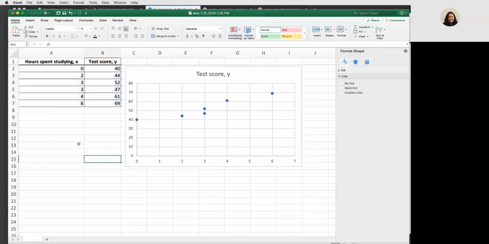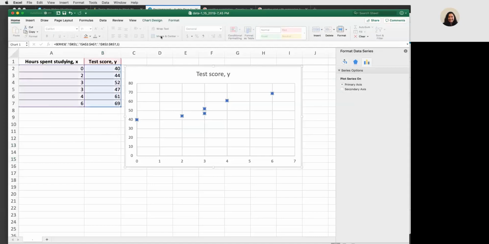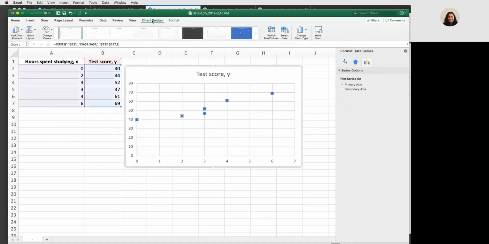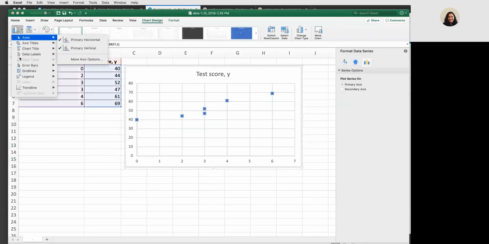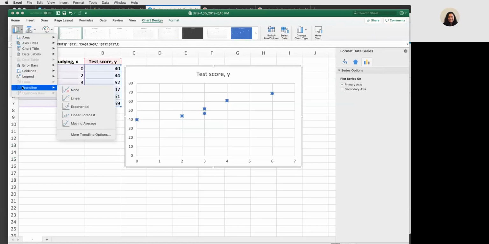So I'm going to come off of it and do it again. I'm going to click on the dot, and then I'm going to go to chart design, and then it has add a chart element. When I click on add a chart element, you want to add a trend line. Is everybody okay so far?